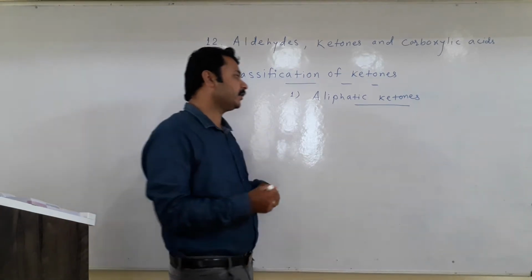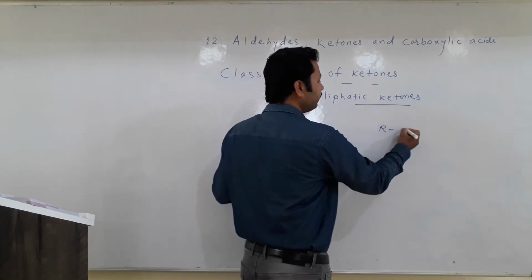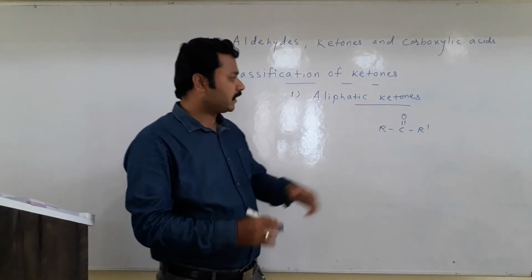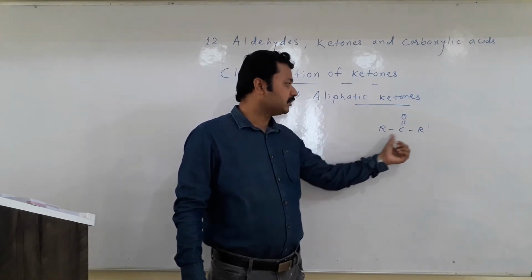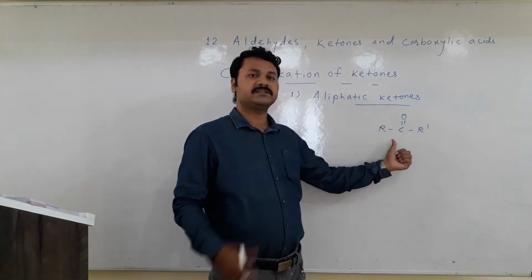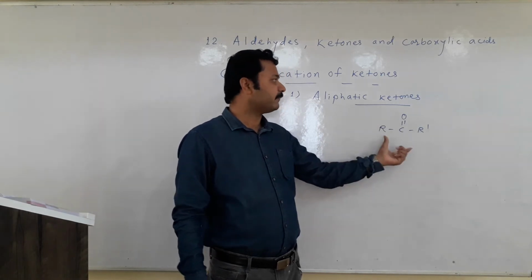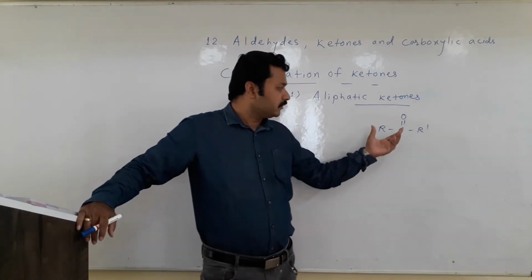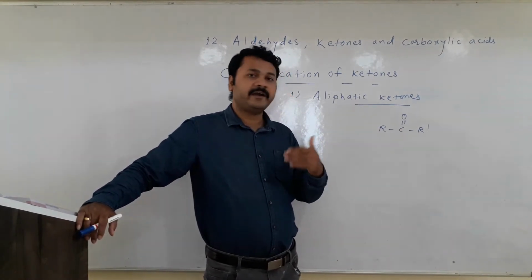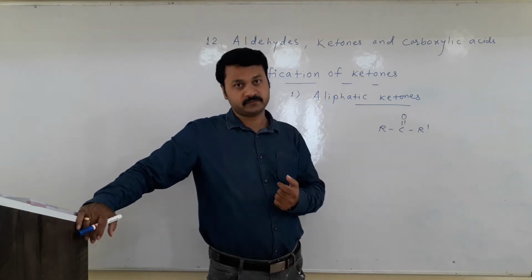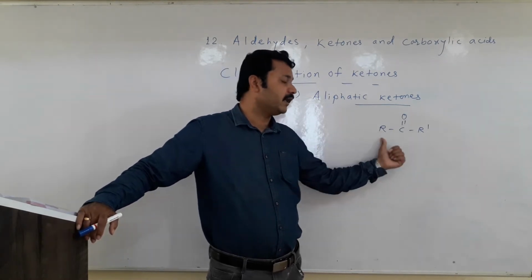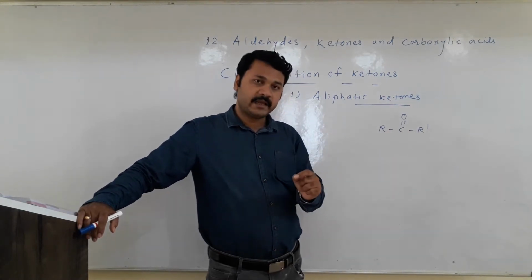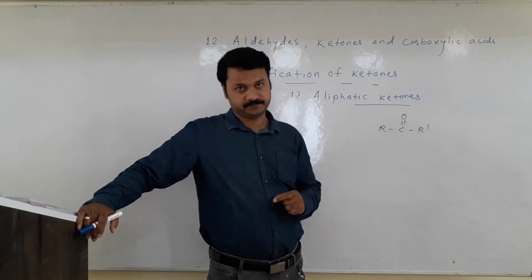So aliphatic ketones are generally represented by RCOR dash. It means carbonyl group is attached to both the alkyl groups. It may be same or different. So this type of ketones are called aliphatic ketones. Further, these aliphatic ketones are classified into two types on the basis of nature of these alkyl groups: simple ketones and mixed ketones.